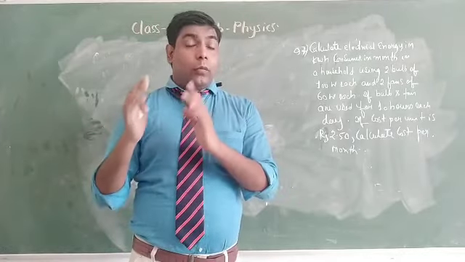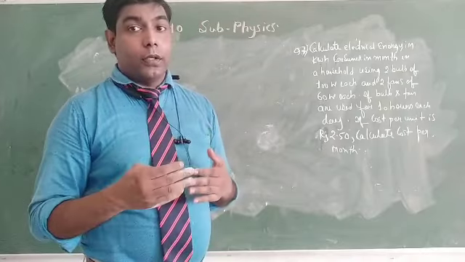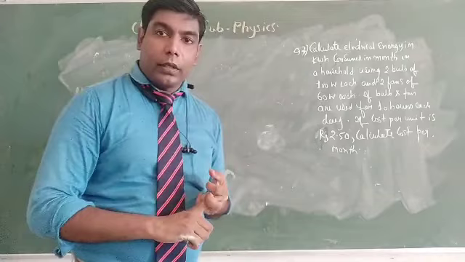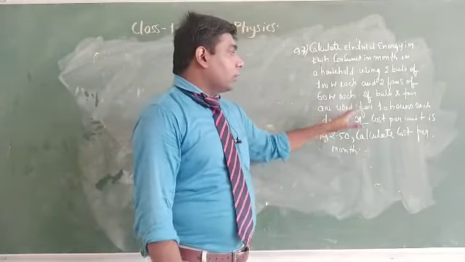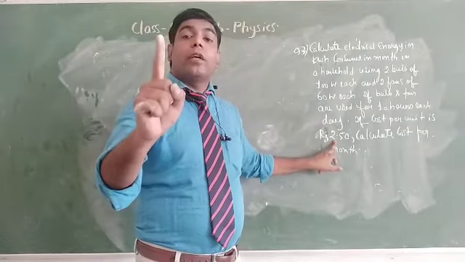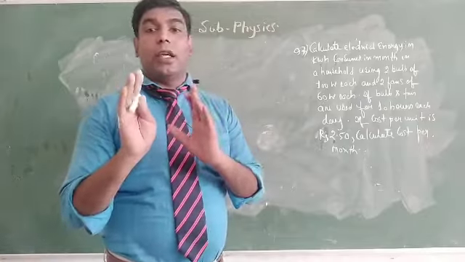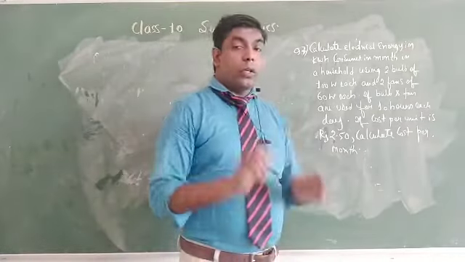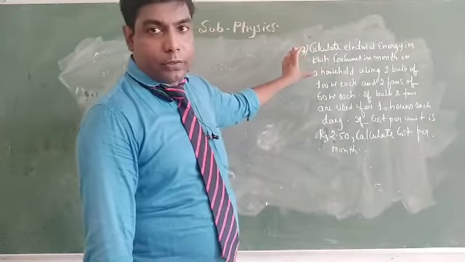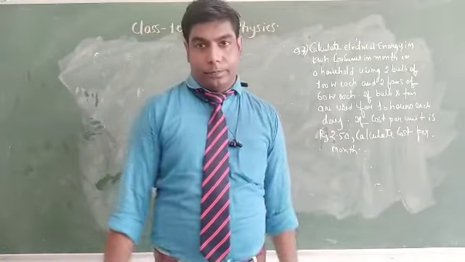Bulb and fan both run for 10 hours every day. So in the month, first day 10 hours, second day 10 hours, right? They are asking what the energy consumption is, and if the cost of 1 unit of energy is 2.5 rupees, what is the amount that will be charged? Means what will be the bill of the month, right?